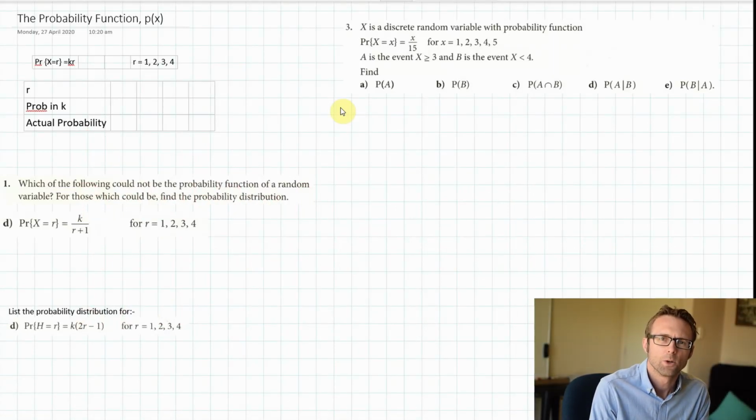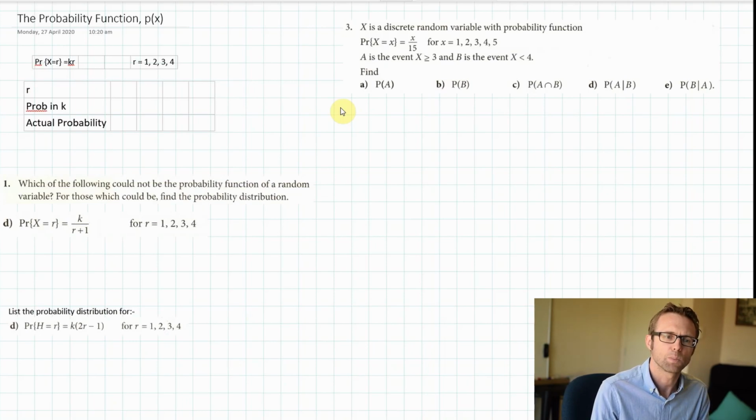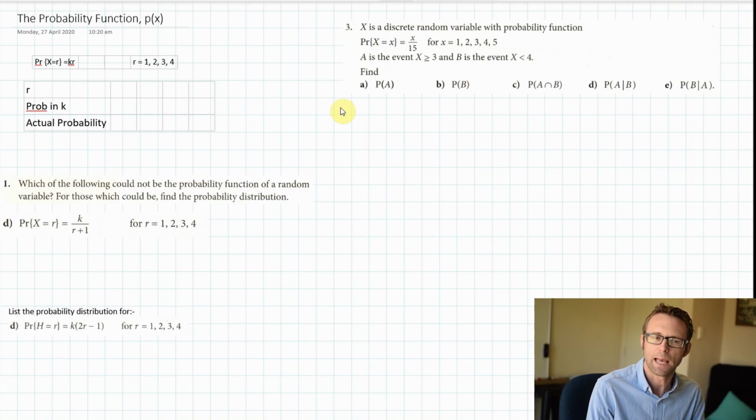Last video, we looked at discrete random variables and we dealt with being able to express them in a possibility space. That's like those tables that we did where we had the different values in the first row, and then underneath that the probability for each of those values. Today we're going to look at how these can be expressed as a probability function, and we'll learn how to turn a probability function into a possibility space.